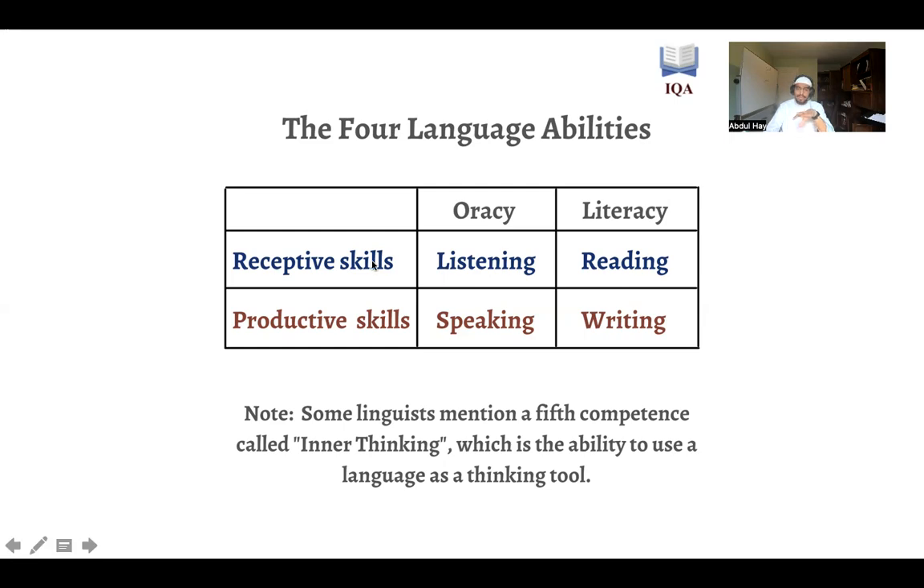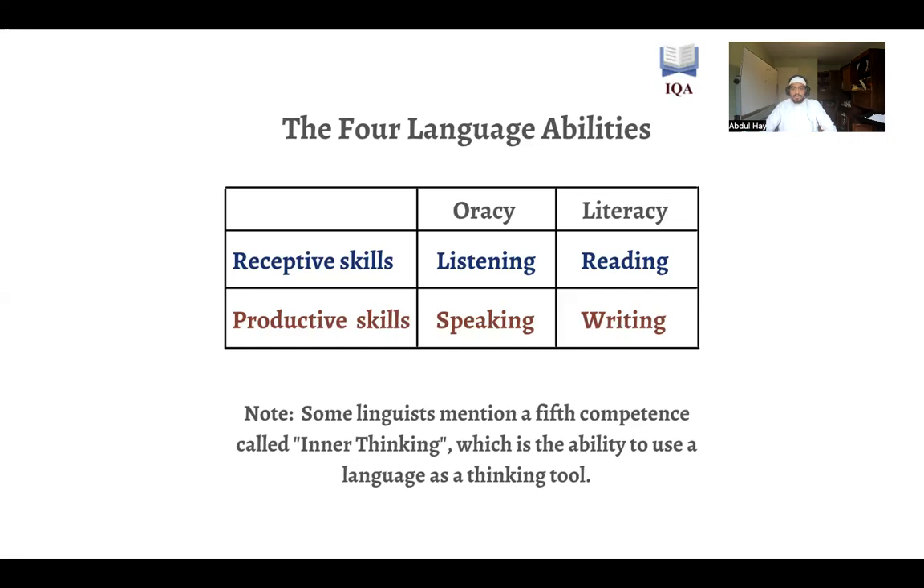And then we have the receptive skills. The receptive skills are things that you do with a language when you're receiving language. When I'm listening, I'm not producing anything. I'm just listening and receiving the language. Likewise, when I'm reading, I'm not producing a language, but rather I'm receiving the language through a written form. Then we also have the productive skills. The productive skills are speaking and writing. So when I'm speaking, I'm producing language. And when I'm writing, I'm also producing language. So these are the 4 different ways that we use a language.